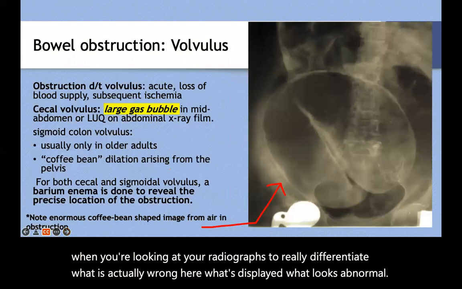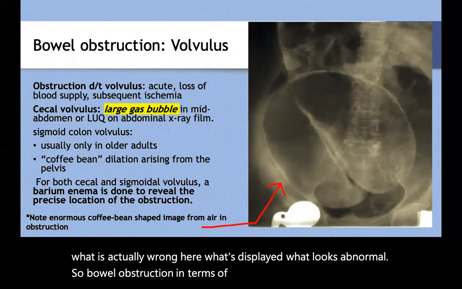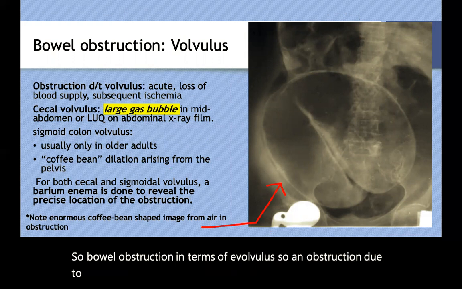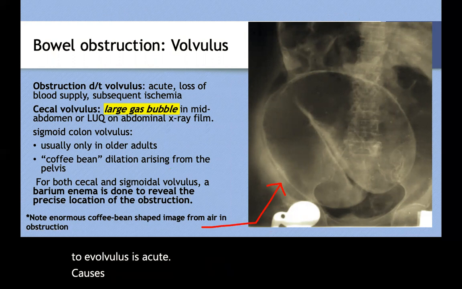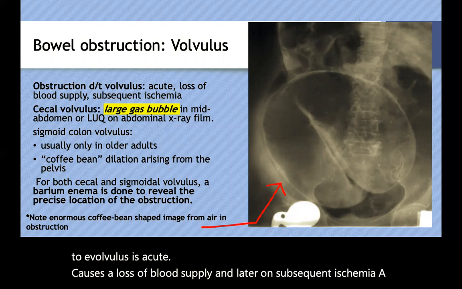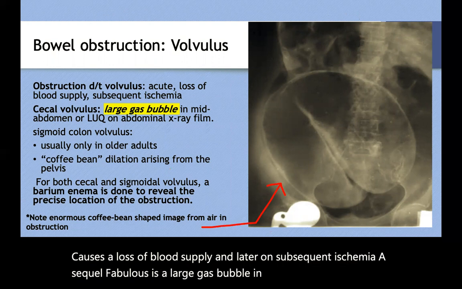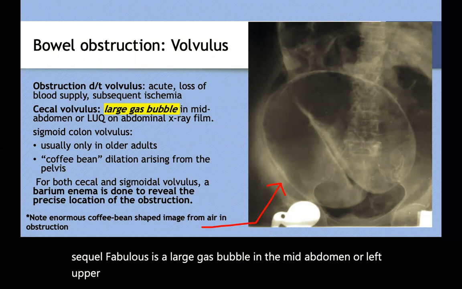So bowel obstruction in terms of a volvulus. An obstruction due to a volvulus is acute, causes a loss of blood supply, and later on subsequent ischemia. A cecal volvulus shows a large gas bubble in the mid-abdomen or left upper quadrant, as you can see in the abdominal x-ray film.